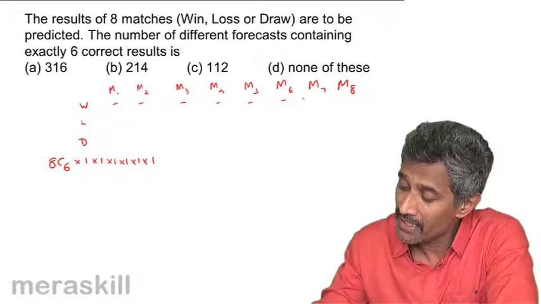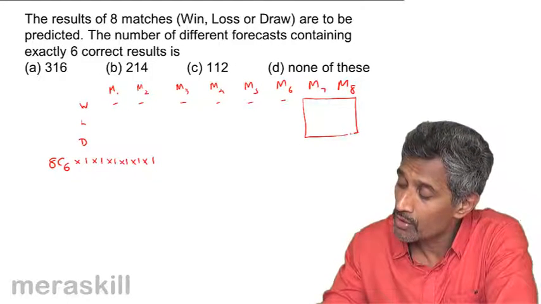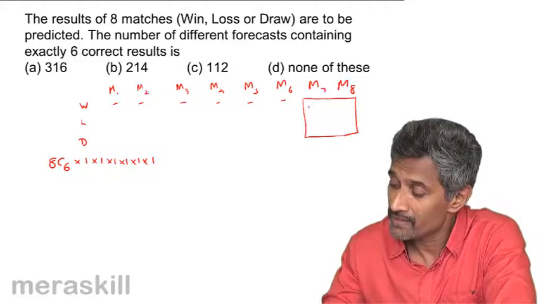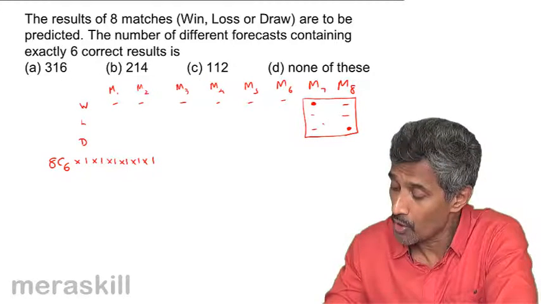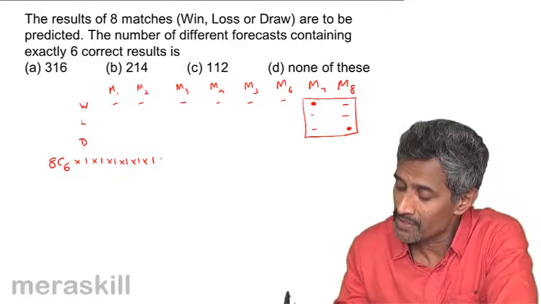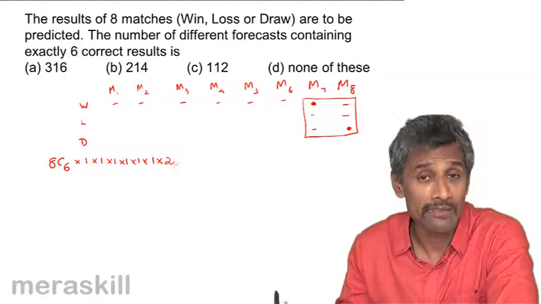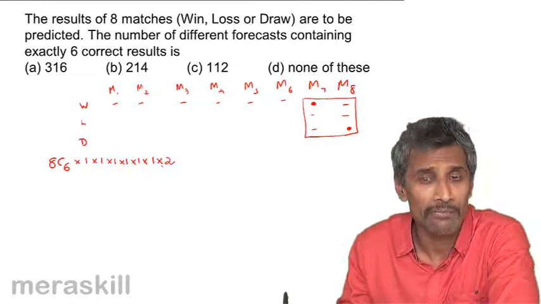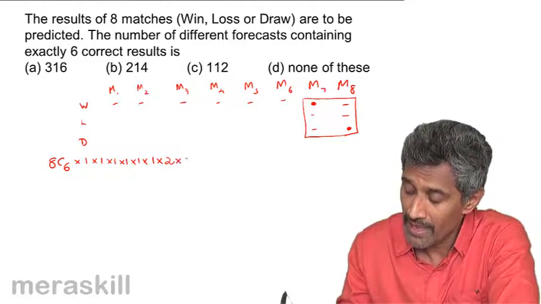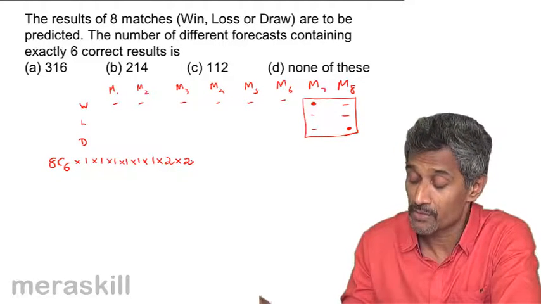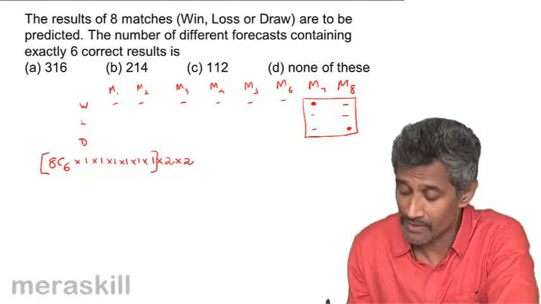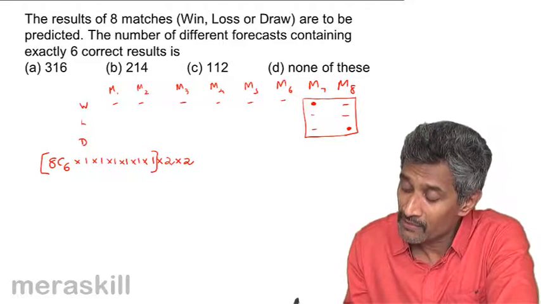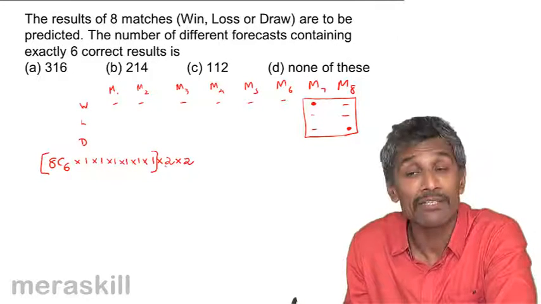After that, the remaining 2 are definitely not going to have correct results. The correct result could be any one, win, loss or draw, so the remaining 2 have to be wrong. So for the 7th match, there can be 2 wrong results. The last 2 matches, the ones which have not been selected, will have 2 wrong results each. So ultimately, this means the 6 matches that have been chosen have correct results, and the ones which have not been chosen have definitely wrong results.